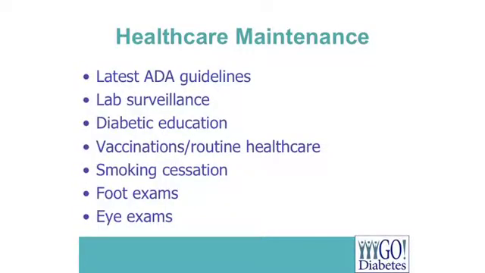Vaccinations, flu shots and such, routine health care. Smoking cessation is huge too. There's a tendency to forget about that one, but realize that if someone's a smoker, they just quadrupled their chances of having heart attacks. Diabetes is a cardiovascular disease process. And if you take smoking and other things and quadruple the risk of that, they're toast. All right? There's no other way around it. You have to focus on that.